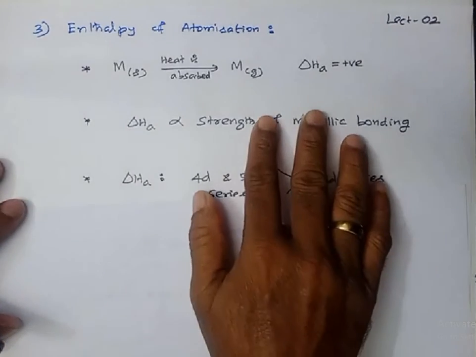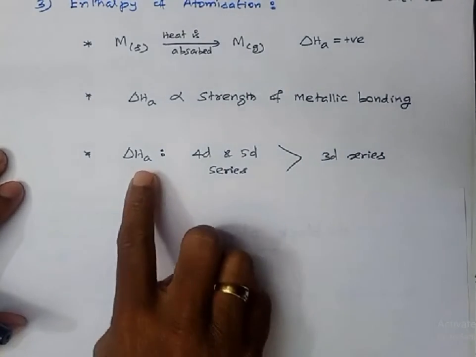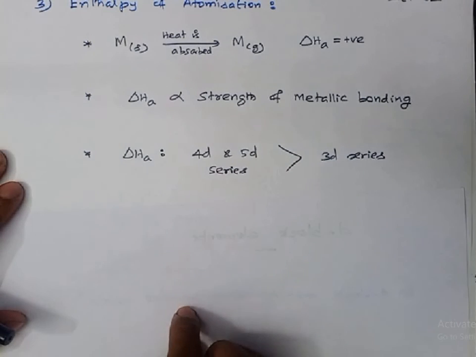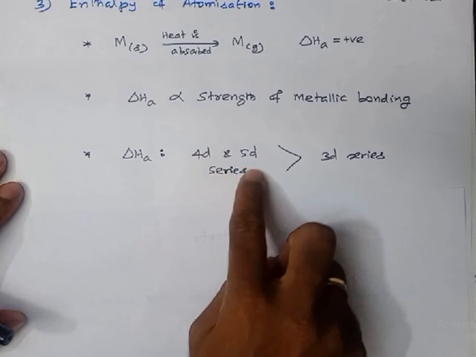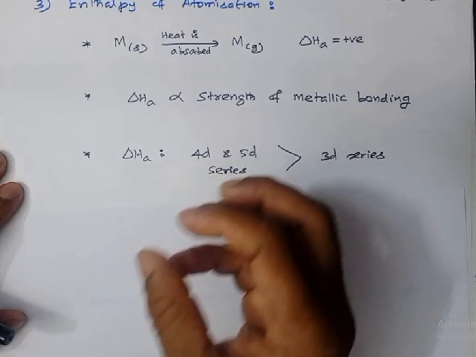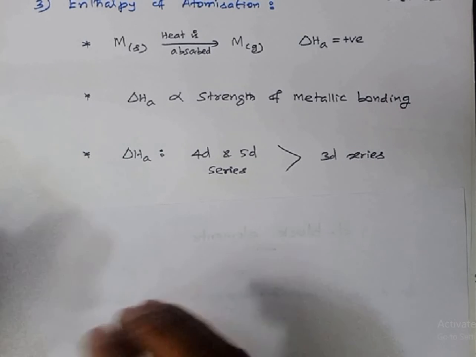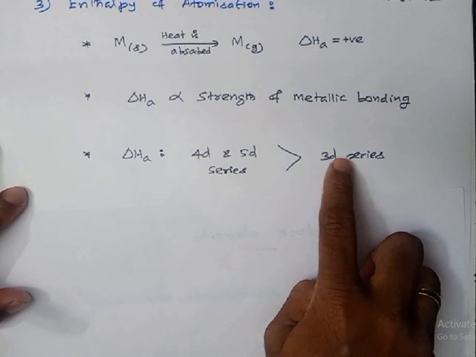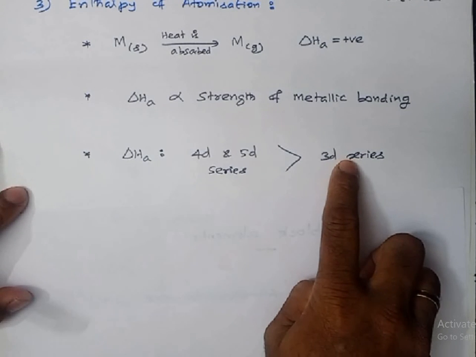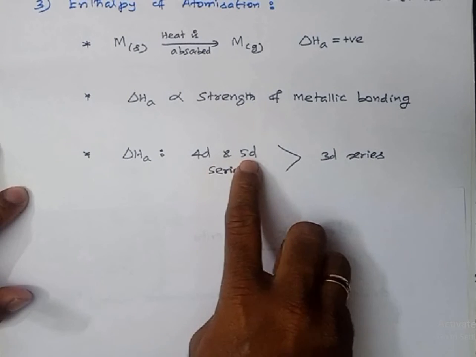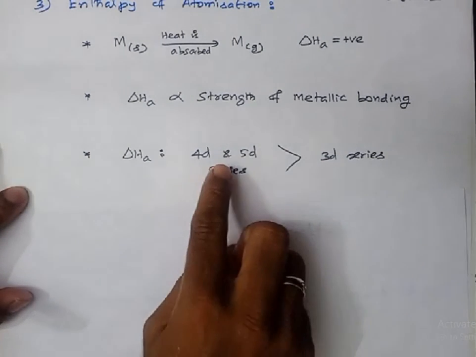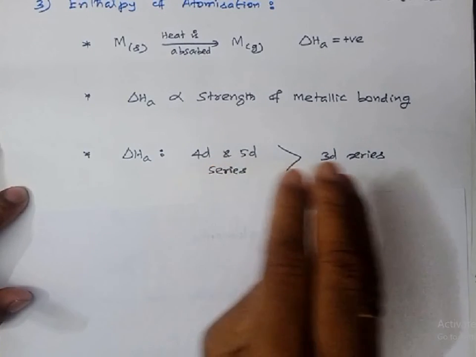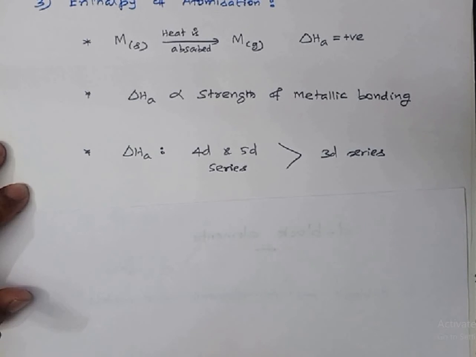Then, if you compare enthalpy of atomization for the 4d series and 5d series with the 3d series, 4d and 5d series elements have high enthalpy of atomization because their metallic bonding is strong. So if you compare the 3d series elements, the metallic bonding is comparatively weak. Whereas 4d and 5d have a strong metallic bonding. So enthalpy of atomization for 4d and 5d series elements is generally very high compared to 3d series. Clear?